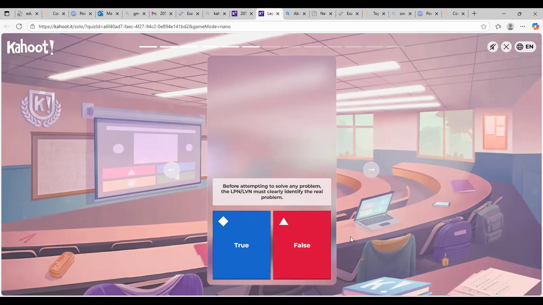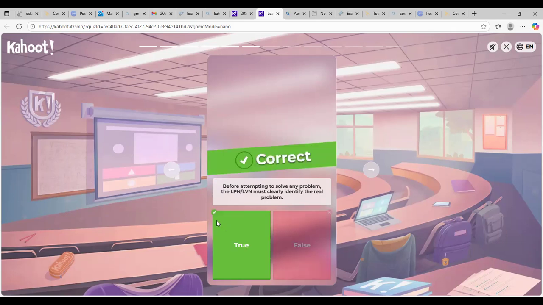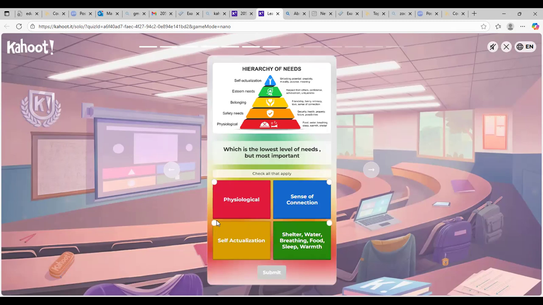Okay. Before attempting to solve any problem, the nurse must clearly identify the real problem. Is this true or false? Or can we just go ahead and solve the problem without identifying what it really is? It's a true or false statement. Before attempting to solve the problem, we must identify what the problem is. True. A lot of times when someone issues a complaint, most of the time that's really not the issue. But after investigating and gathering information, we narrow it down to what the problem really is. Then we seek those solutions. So identifying that problem first is going to be that first step.